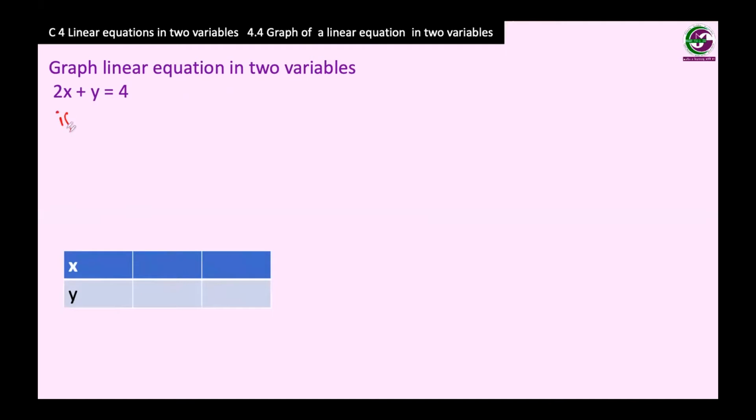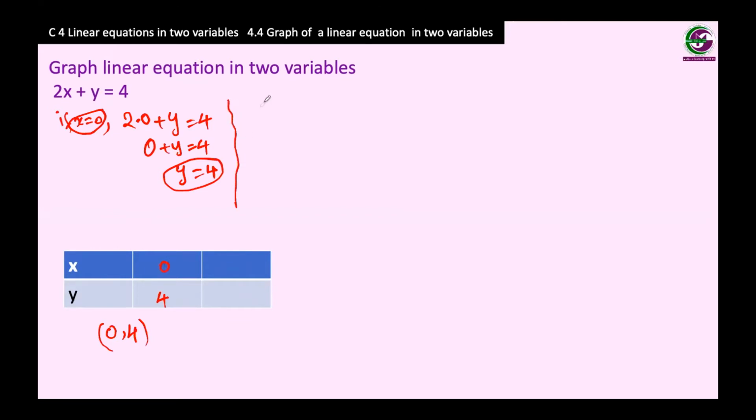If x is equal to 0, what will be the value of y? 2 times 0 plus y is equal to 4, which means 0 plus y is equal to 4, or y is equal to 4. So if x is equal to 0, y is equal to 4. We directly go and fill it up in the table. If x is 0, y is 4. So (0, 4) is a coordinate. Now the next one is, if y is equal to 0, what will happen to the equation? So we can write 2x plus 0 is equal to 4, which is 2x is equal to 4, divide by 2, so x is equal to 2. So if y is equal to 0, x is equal to 2. X is 2, y is 0.